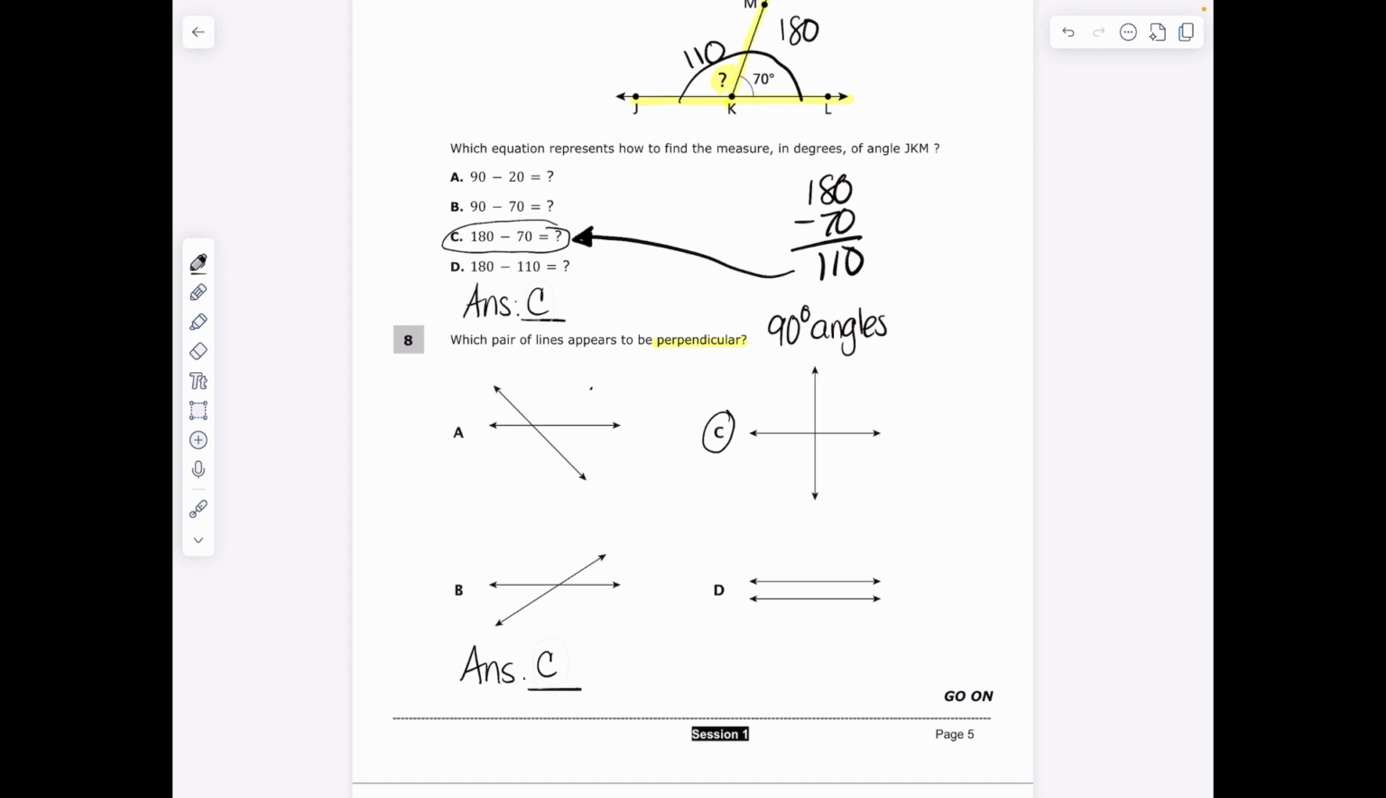So A, this one does intersect, but that's not a 90-degree angle. Same thing with B. It intersects, but that's not 90 degrees. D, they're never going to create perpendicular lines. They're parallel. They just don't touch. But in C, you can see how they make those perfect 90-degree angles. So this one is perpendicular. All right, so this was just a vocab word. Hit pause and jot this one down into your notes.